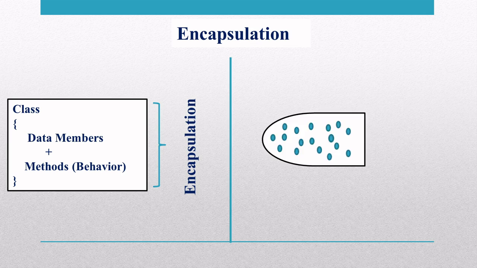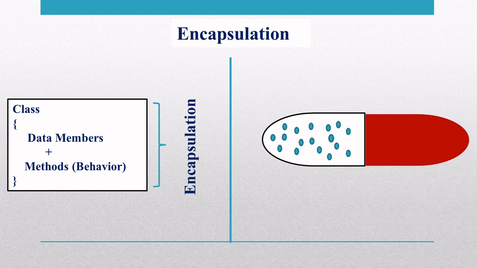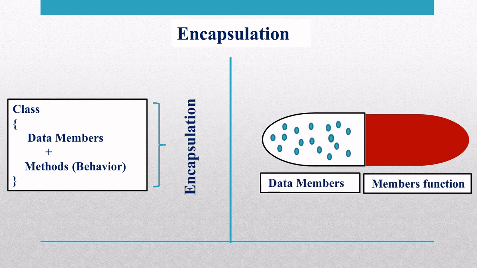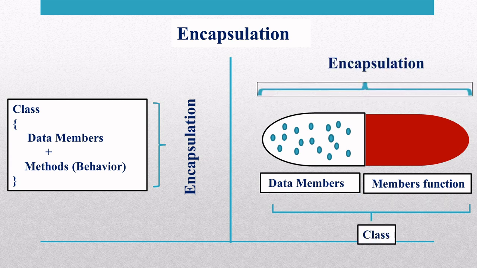Encapsulation is like a capsule, and in this capsule different medicines are wrapped into a single capsule. Like that, data members and member functions are wrapped within a single capsule, and this capsule is like a class. So this concept is called encapsulation.